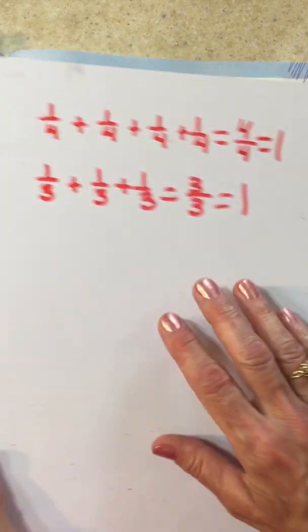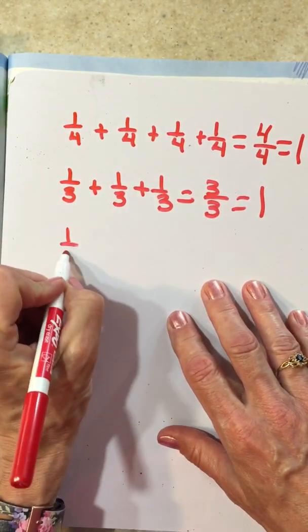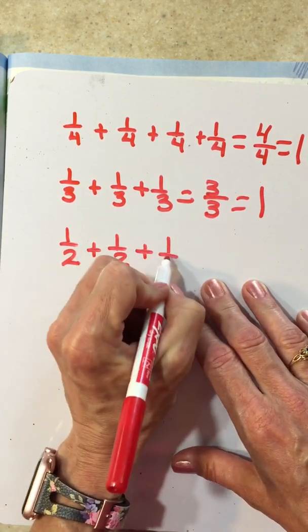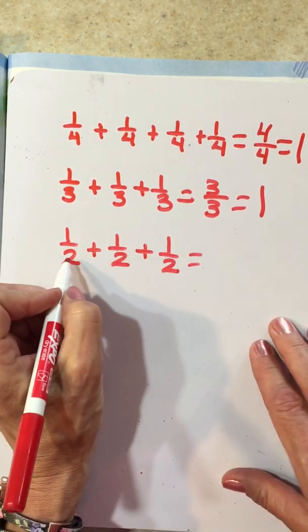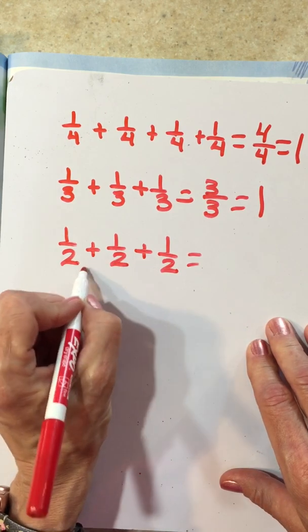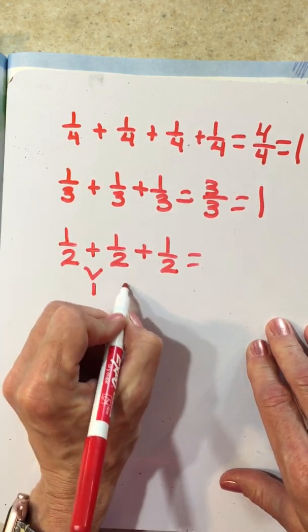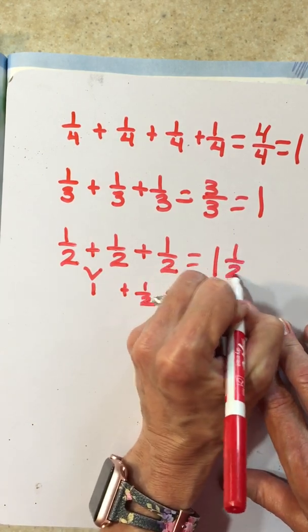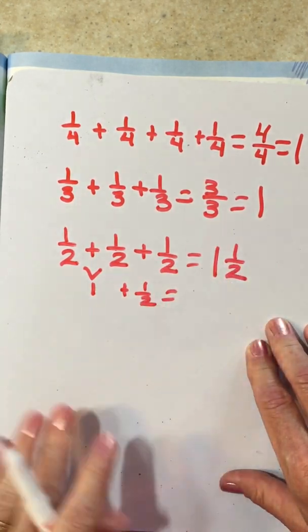Halves, 3 halves. Well, that one's not going to work out evenly, but halves are easy to visualize. So if there's a half extra, that's okay. 1 half plus 1 half makes 1 whole. This is 1, plus another half equals 1 1/2. Easy number to work with, half.